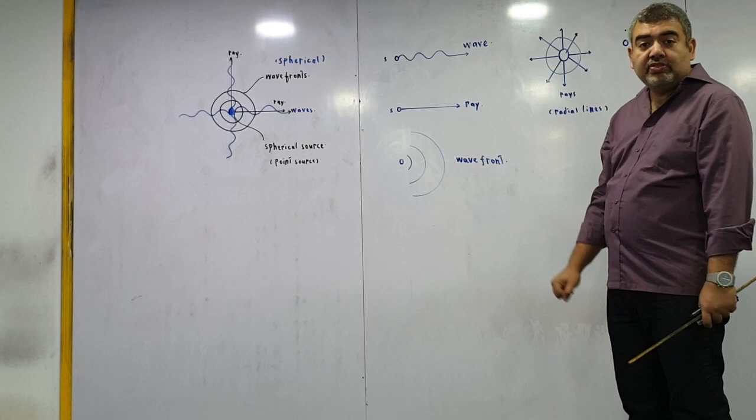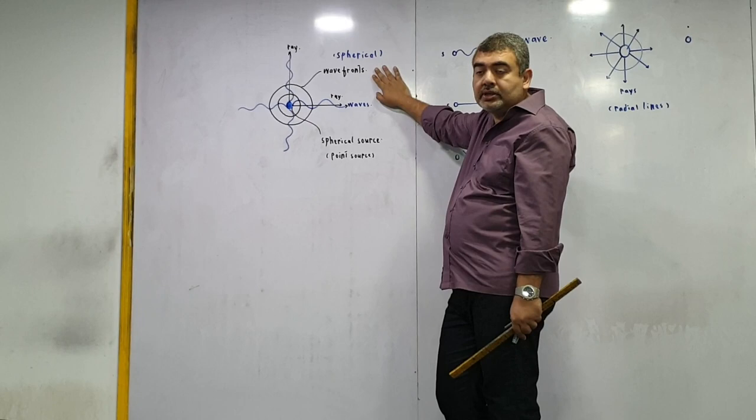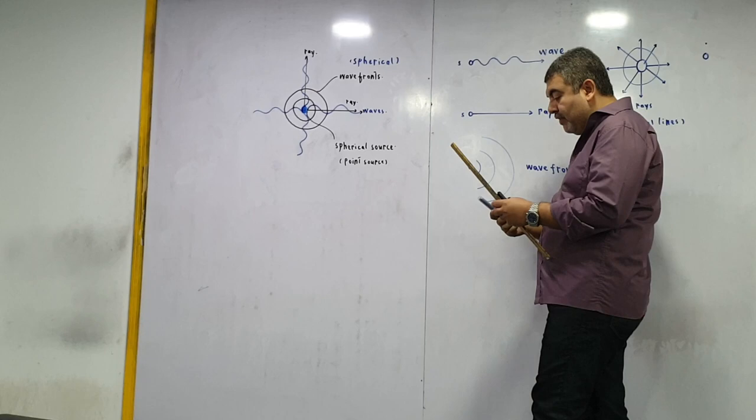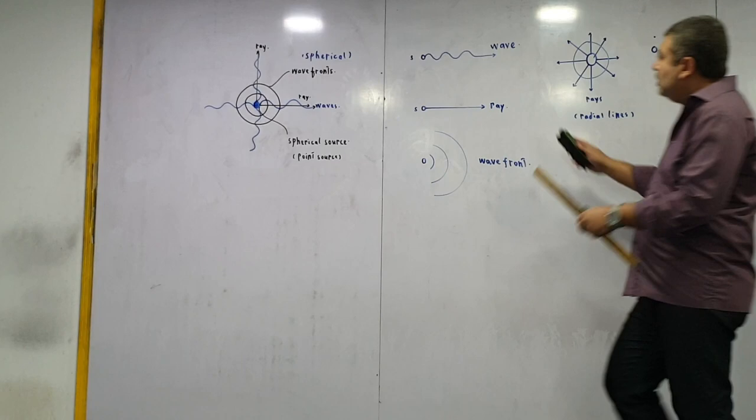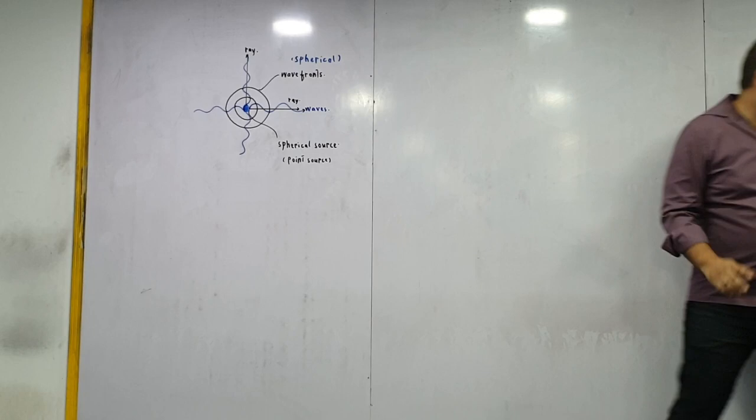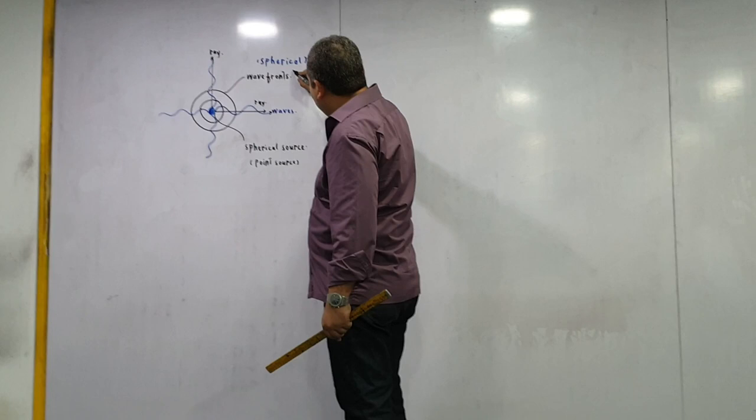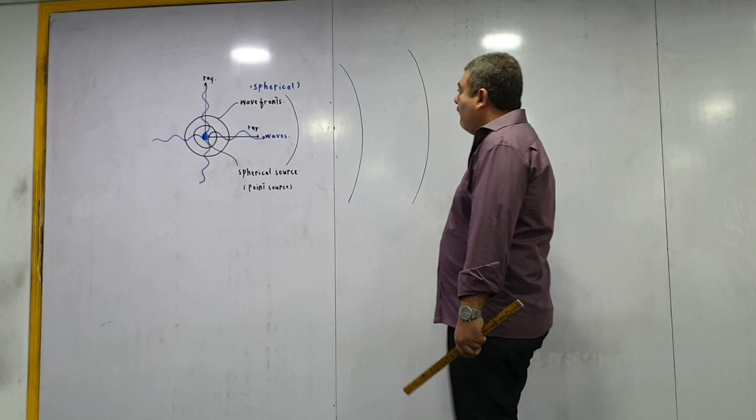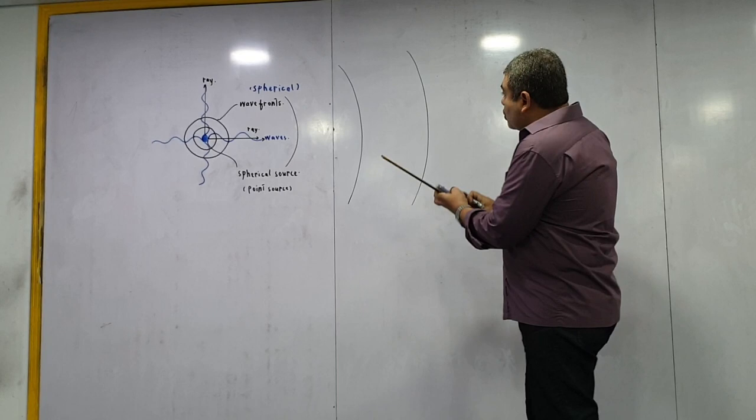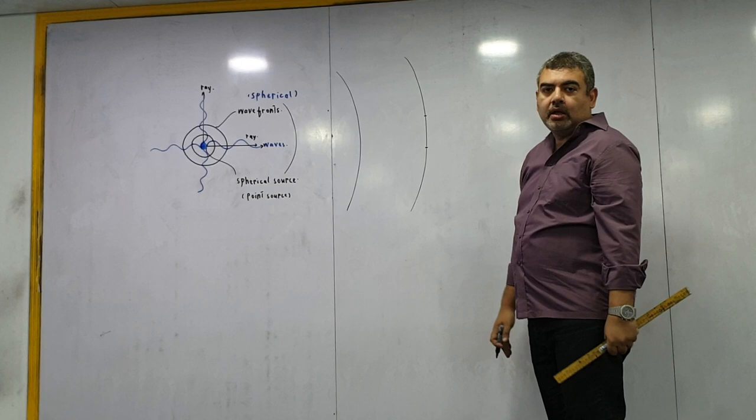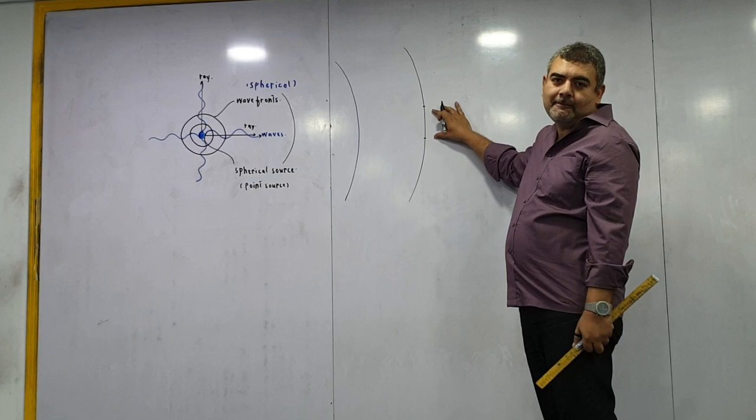Source in this case is spherical. The type of wavefronts we get is called what? Spherical wavefronts. Light ke hi concept se agar hum dekhen, source is spherical. These spherical wavefronts, after covering a huge distance like this, will proceed further like this. These spherical wave fronts are proceeding further. A portion of these wave fronts, after covering a huge distance, is nearly plane. And these wave fronts are referred to as plane wave fronts.